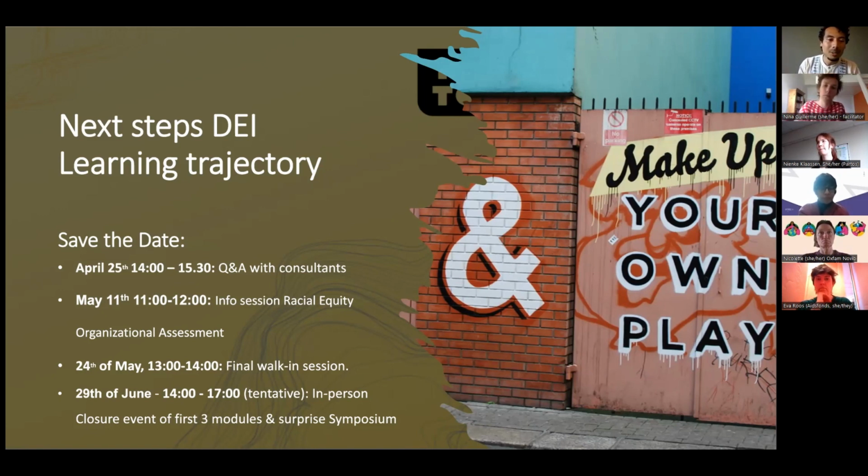And then on the 24th of May, there's a walk-in session where you can again exchange with your peers. And last, we hope to organize, and this is still tentative, but we will soon confirm, an in-person event here in the Netherlands for the people that are able to join us, which will be a surprise symposium, but it will be related to the topic of DEI. So that's about the next steps. And now we move on to our panel discussion.